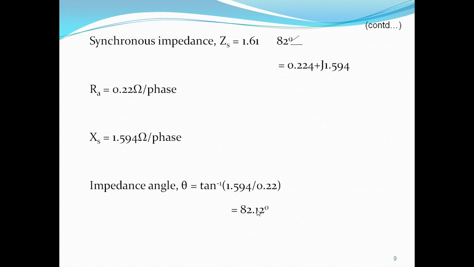Note down this. Note down this synchronous impedance, reactance. You have to write another formula also here: Zs into cos theta plus j Zs into sin theta. That is 1.61 into cos 82 plus j 1.61 into sin 82. Note down this, where theta is equal to Xs by Ra formula.